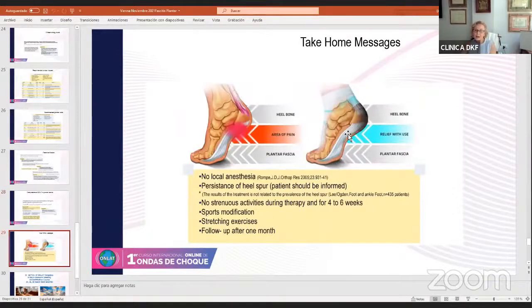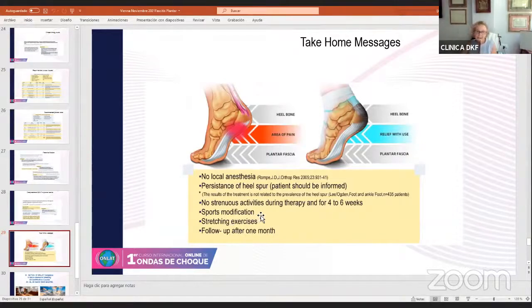And these are our take-home messages. No local anesthesia is needed. A patient should be informed about the persistence of the heel spur. Now patients should come to our office to treat plantar fasciitis with shockwave, not to dissolve the heel spur. And no strenuous activity should be done during our therapy and for 4 to 6 weeks after.